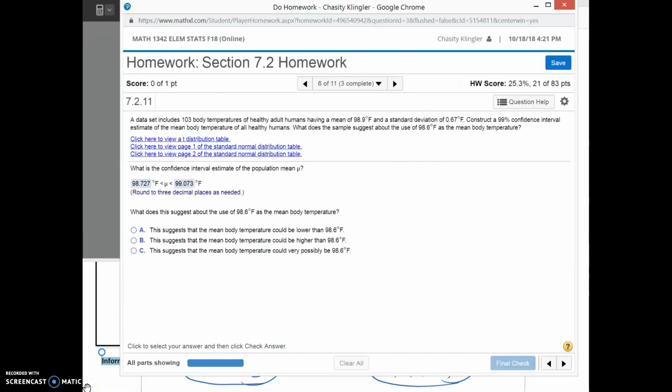So I entered my answers. I had to go back and add one more decimal place because they wanted 3 decimal places, but that wasn't much more work. So that gave me 98.727 as my lower bound and 99.073 as my upper bound. I'll let you guys do the part about what this suggests about the use of 98.6 as the mean body temperature.